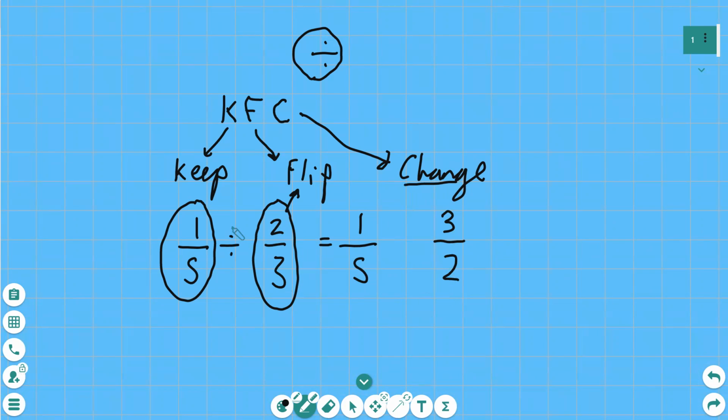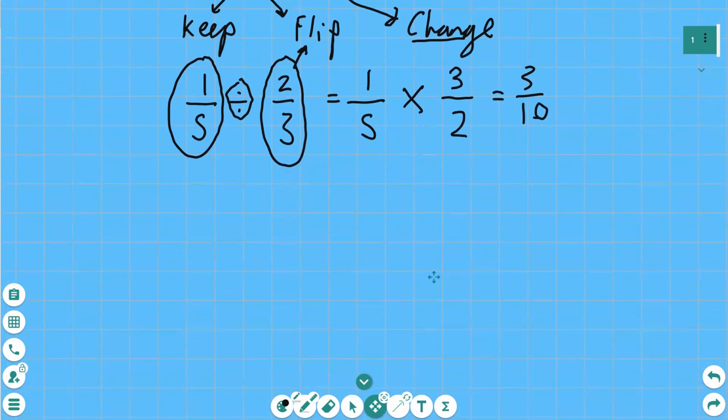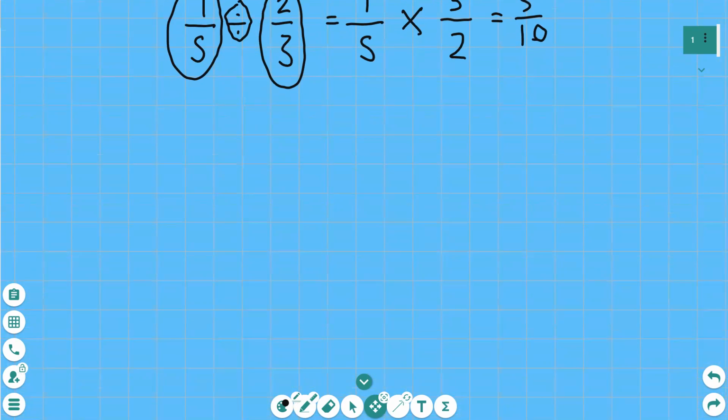Change means we change the divide to a multiply. And now it's just a multiply problem. 1 times 3 is 3. 5 times 2 is 10. 3/10. Do you see? So keep, flip, change is a good way of doing it. There are other ways of thinking about it, but that's probably the best way.